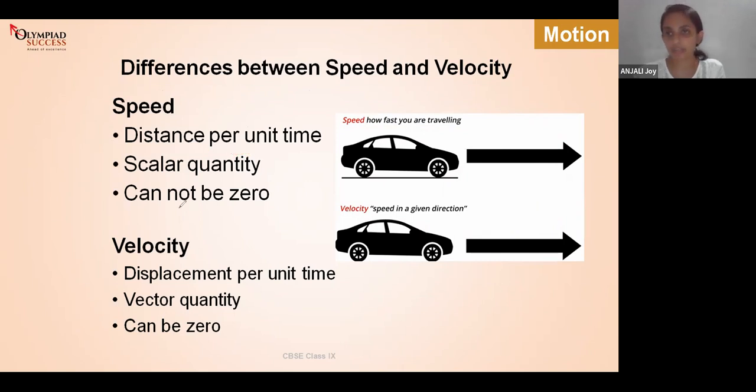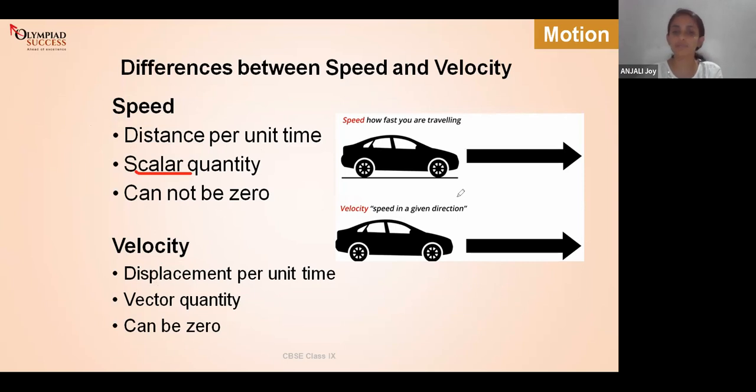We'll be solving numericals based on that in our coming sessions. But what is velocity? Velocity is displacement per unit time. So when you divide the distance with time, you get the speed. But displacement upon time will give you velocity, the same difference. Second difference is same, scalar quantity.